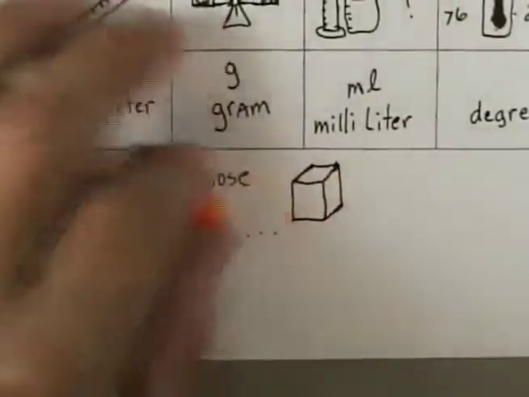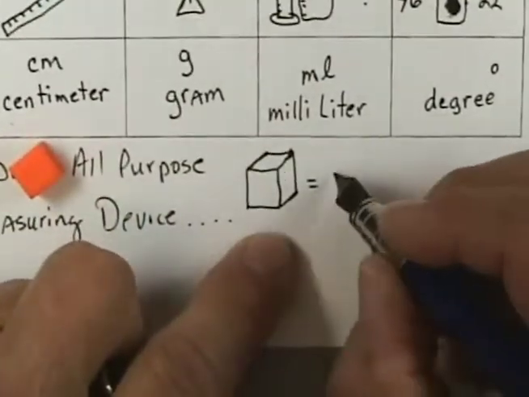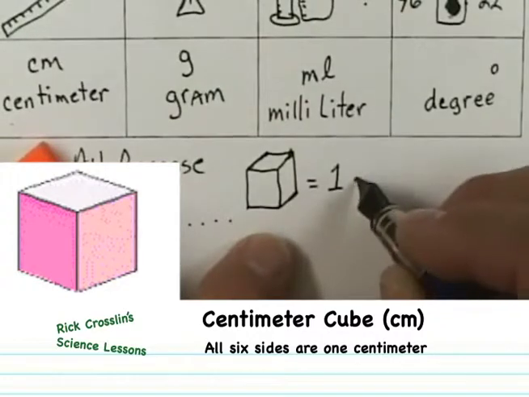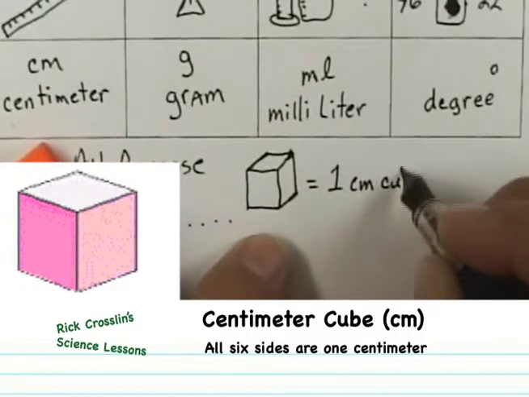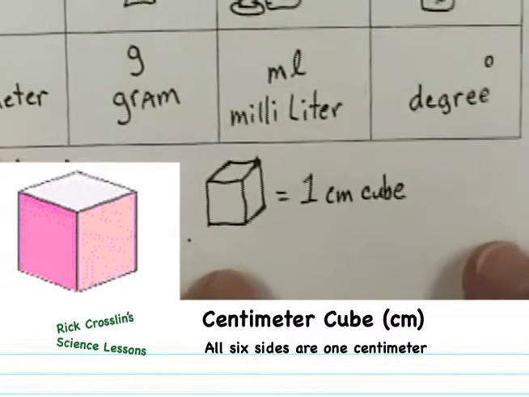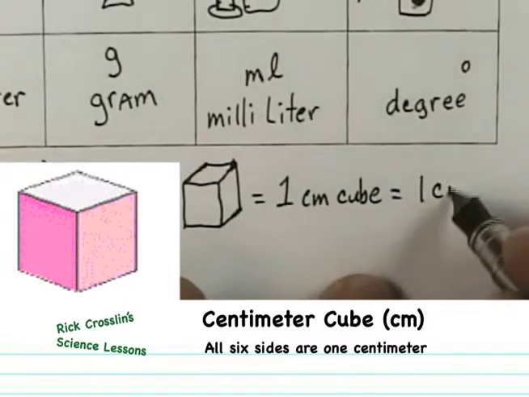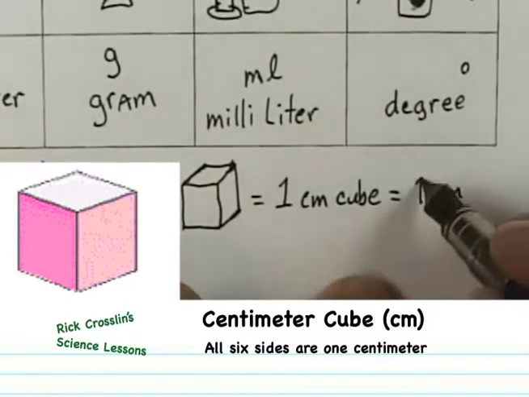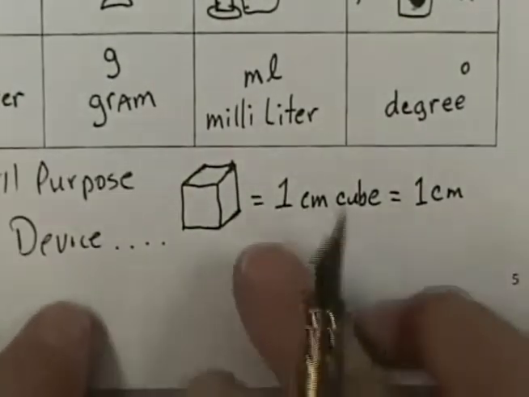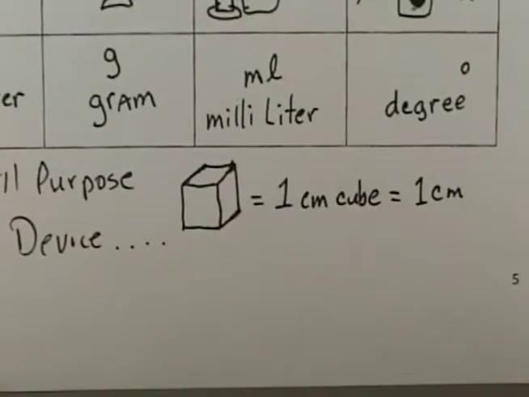I don't know, but I know one thing. The computer keeps making a bunch of these. So this is equal to 1 centimeter cube. Go ahead and write that. It's also equal to, each side is 1 centimeter in length. That's cool. So I got a centimeter cube, and it's 1 centimeter in length.